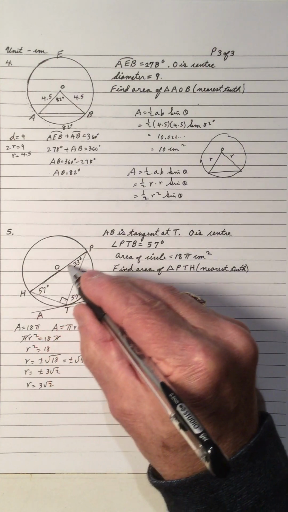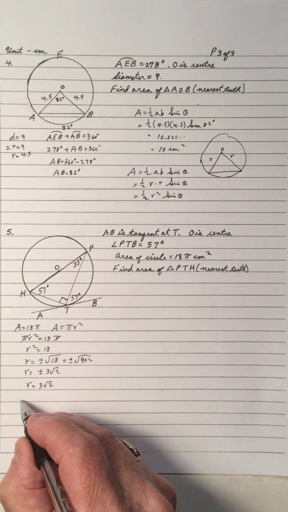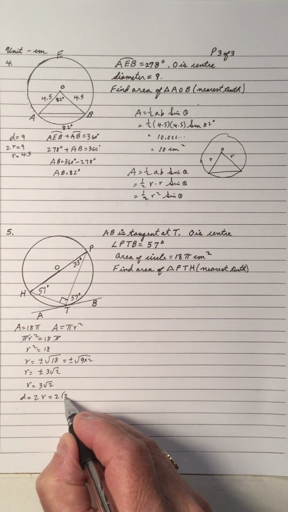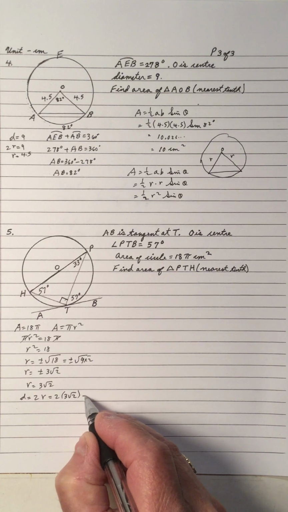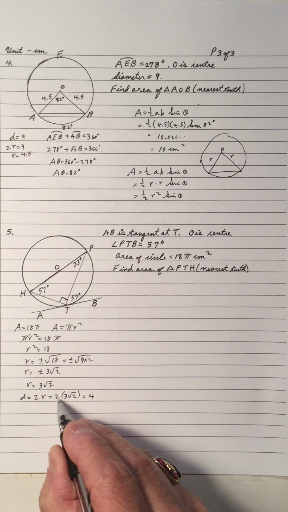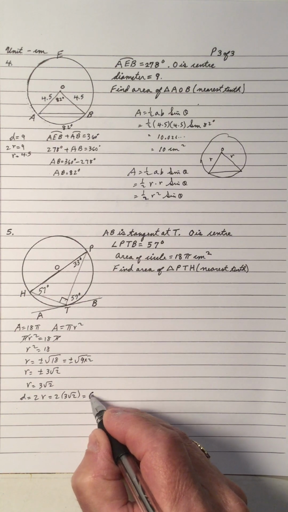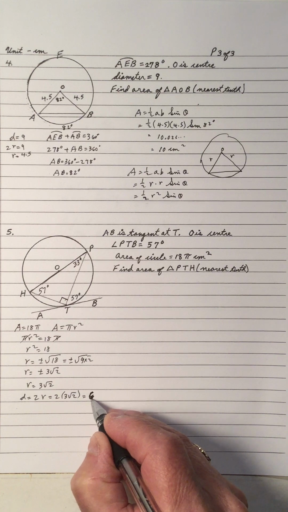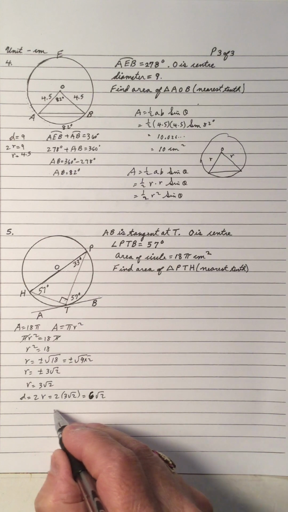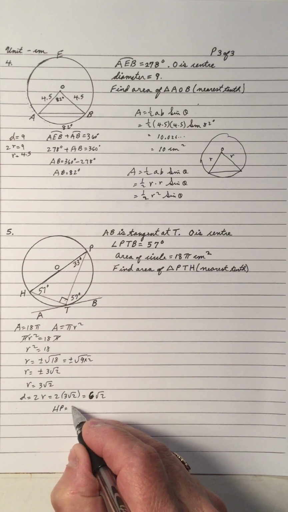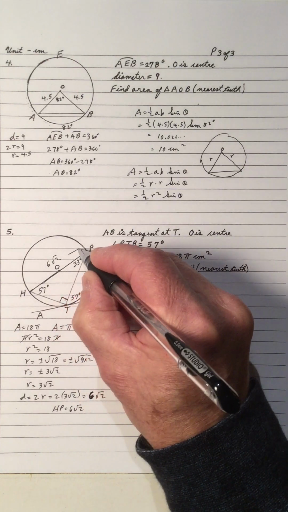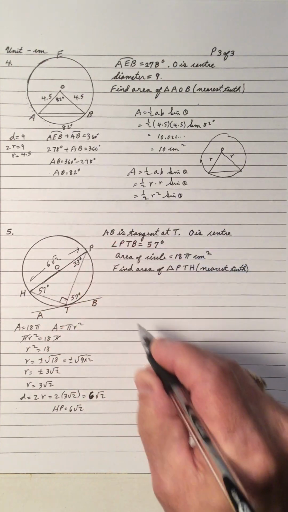But I need the diameter. So the diameter is twice the radius. So the diameter is twice 3 times root 2. 2 times 3 is 6 root 2. So the diameter is HP. So HP is 6 root 2. So this is 6 root 2 from here right to there.